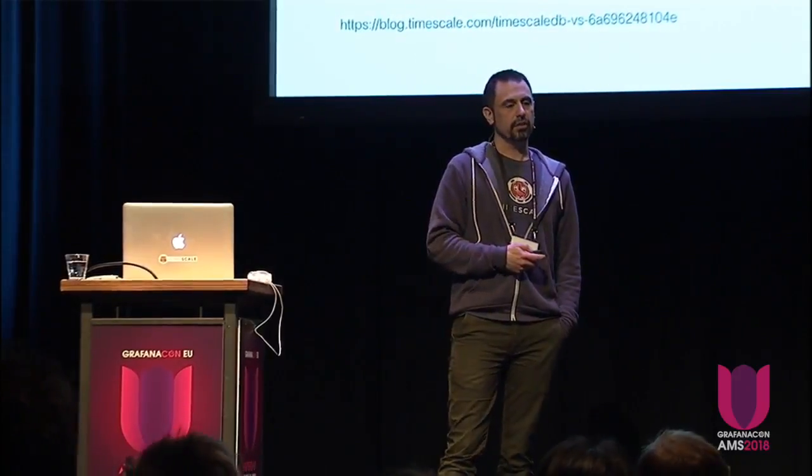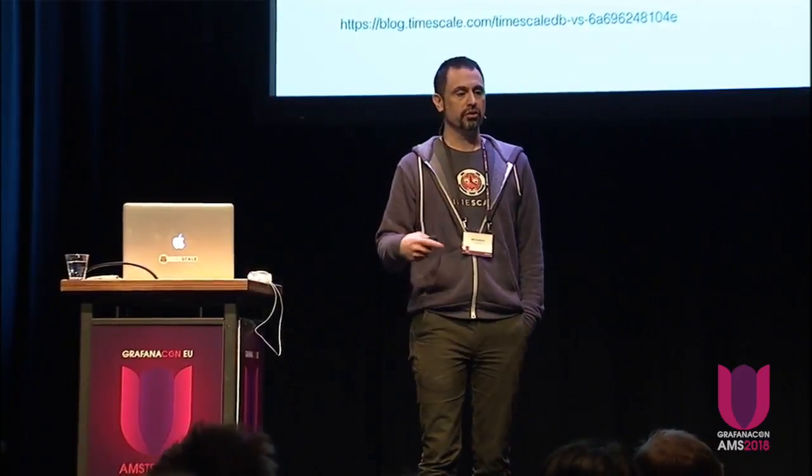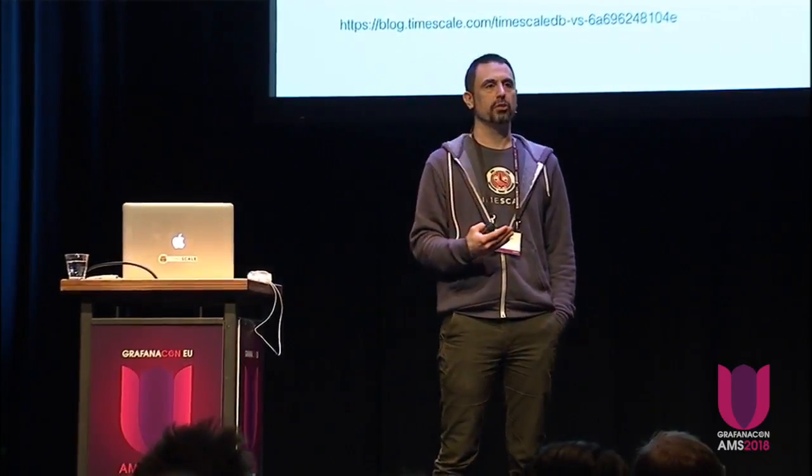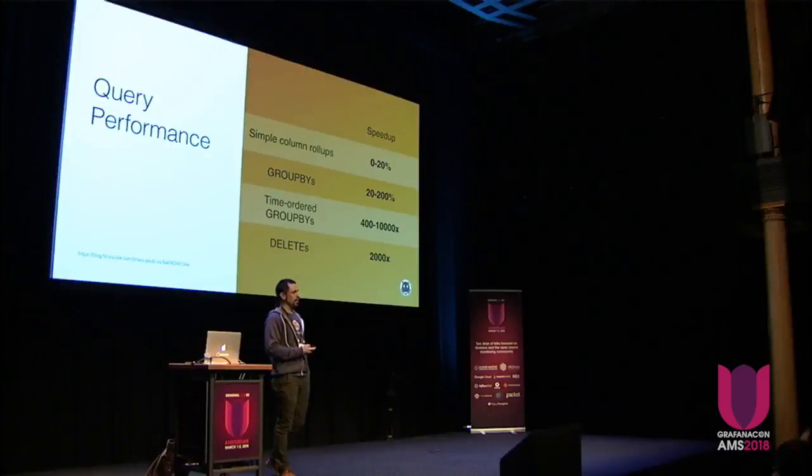On the query side of things, you can also expect performance speedups because we're doing this partitioning, so you can do constraint exclusion to exclude chunks from queries, and we're also adding new optimizations to the query planner. For simple column rollups, you can expect up to 20% performance improvement, group bys up to 200x. For time-ordered group bys, we're doing special optimizations using the proper time index for these queries that the regular planner cannot figure out, so we can see up to 10,000x performance improvement over regular Postgres. And for deletes, by just dropping old chunks instead of doing deletes in tables, you can get up to 2,000x performance improvement.